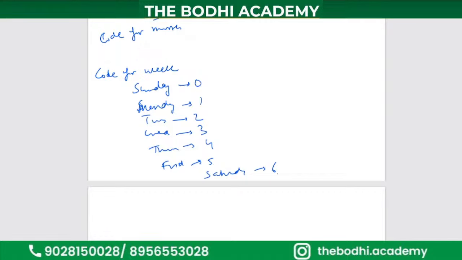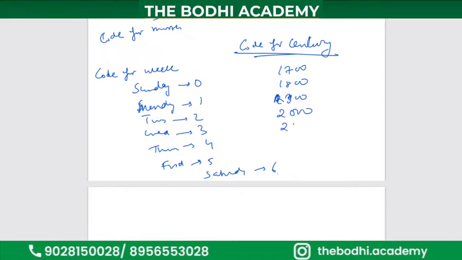Then we have the code for century. Now what is the meaning of code for century? Like 1700, 1800, 1900, 2000, 2100, 2200. Now we have to know the codes for the century. The codes for the century go like this.